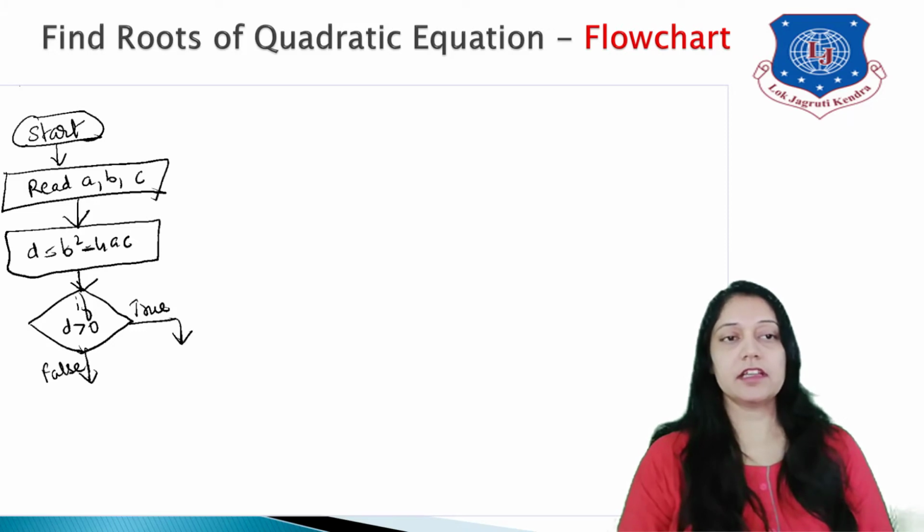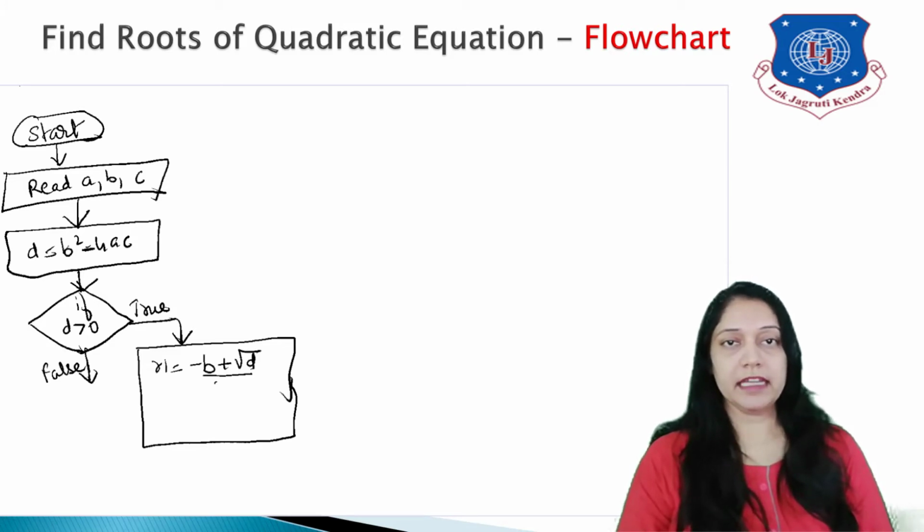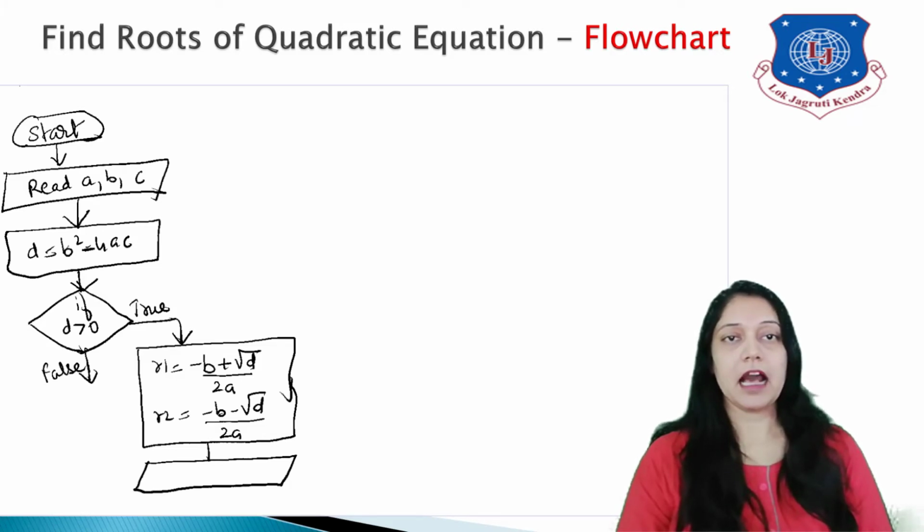So if the condition is true, then we'll calculate the roots of the equation, that is r1 and r2. What is the value of r1? r1 is equal to minus b plus root of d divided by 2a, and r2 is minus b minus root of d divided by 2a. After finding the roots r1 and r2, we'll display the result. So that is print r1 comma r2.